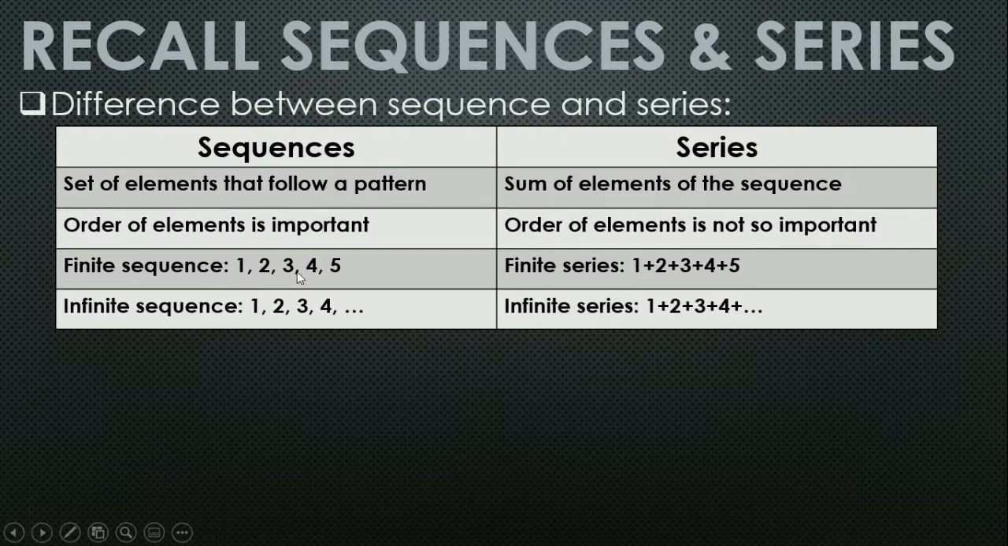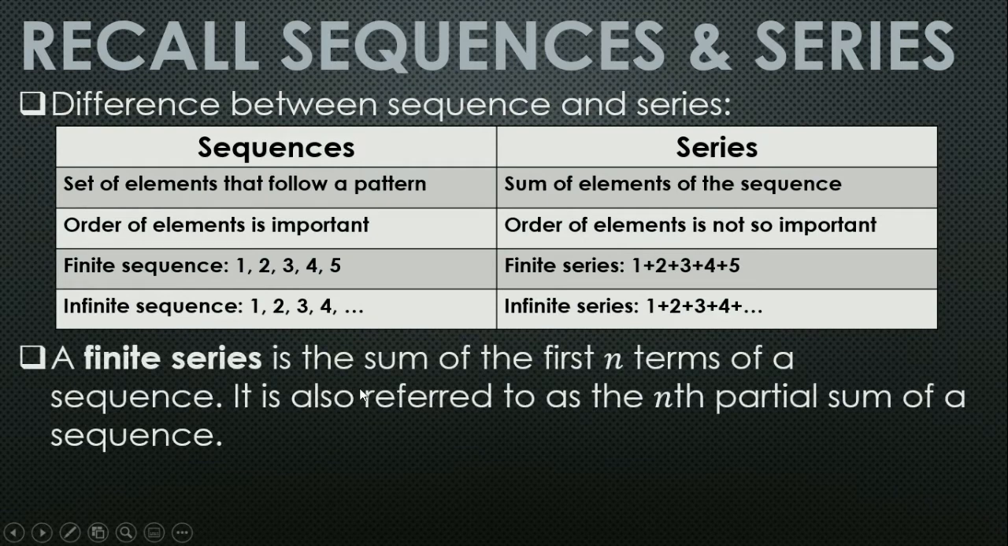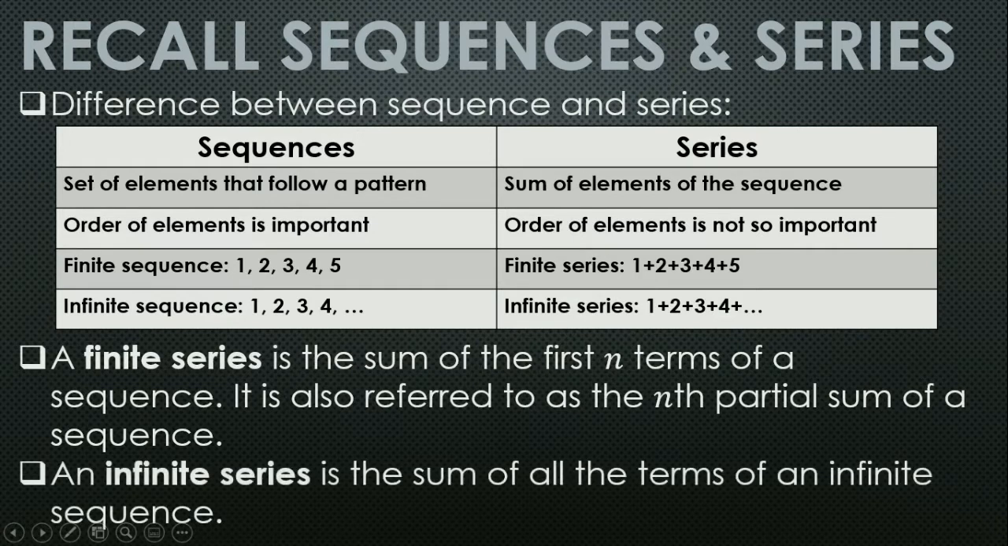Finite sequence, we have 1, 2, 3, 4, 5. Finite series, we have 1 plus 2 plus 3 plus 4 plus 5. Infinite sequence separated by comma. Infinite series separated by the plus symbol. A finite series is the sum of the first n terms of a sequence. It is also referred to as the nth partial sum of a sequence. An infinite series is the sum of all the terms of an infinite sequence. So, finite siya, meaning may katapusan. Alam natin yung last term. Infinite naman siya kapag hindi natin alam yung last term, kapag meron siyang symbol na ganito sa dulo. Okay?